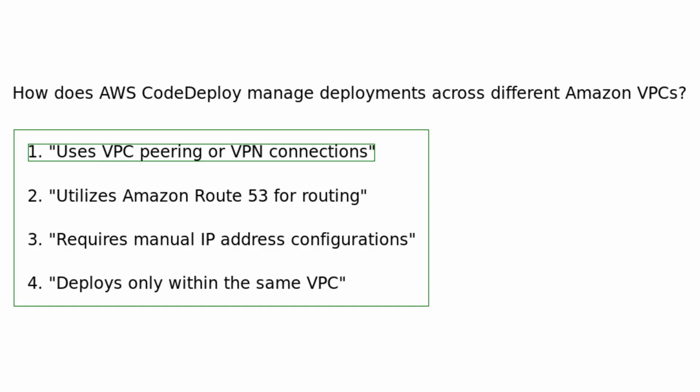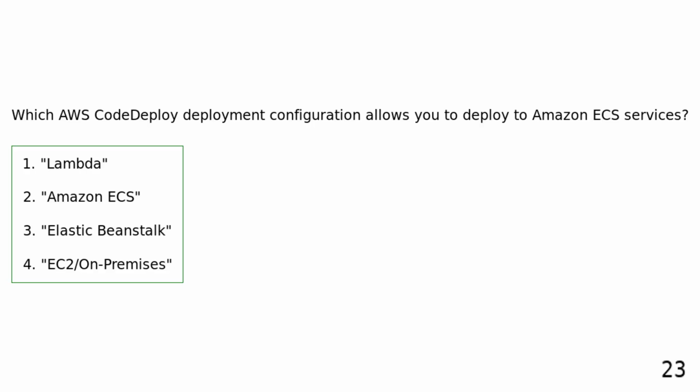Which AWS CodeDeploy deployment configuration allows you to deploy to Amazon ECS services? Lambda. Amazon ECS. Elastic Beanstalk. EC2/on-premises. The Amazon ECS deployment configuration in AWS CodeDeploy supports deployments to Amazon ECS services.